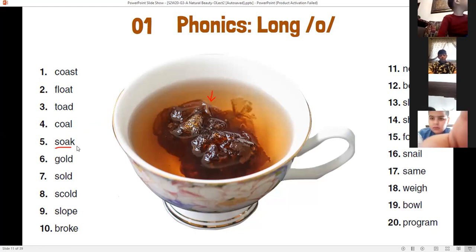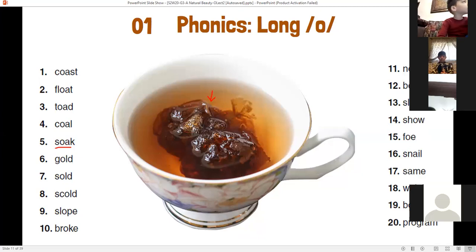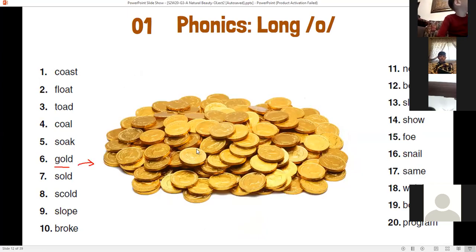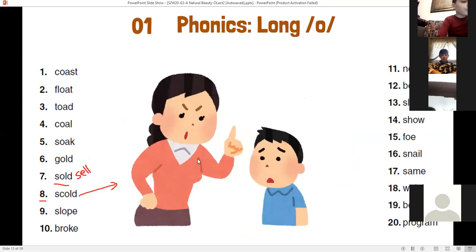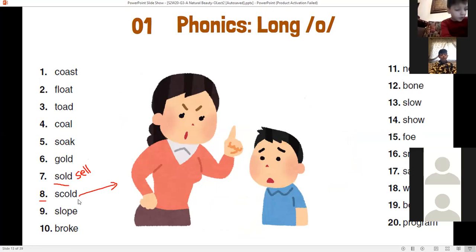So here I have the word soak. What do we mean by soak? Look at this cup of tea, and there are two tea bags soaked inside the cup. It means they are completely inside it, okay? Soaked. Next, I have gold. You all know the meaning of gold, especially girls. Next, I have sold. Sold is the opposite of sell. Like, I sell you something, you give me money. This is sold.